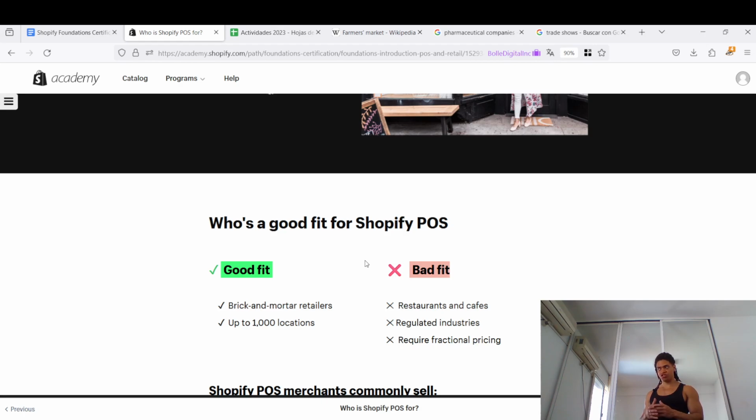In merchants, for example, merchants who generally use Shopify POS are brick and mortar retailers and casual sellers. So the first is something that we already know, okay? But casual sellers are any business that sells at trade shows, farmer markets, and pop-ups.